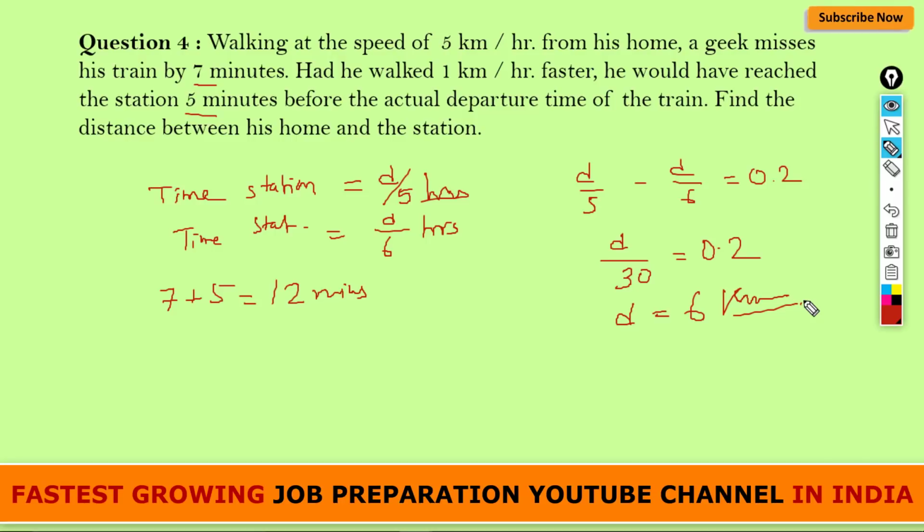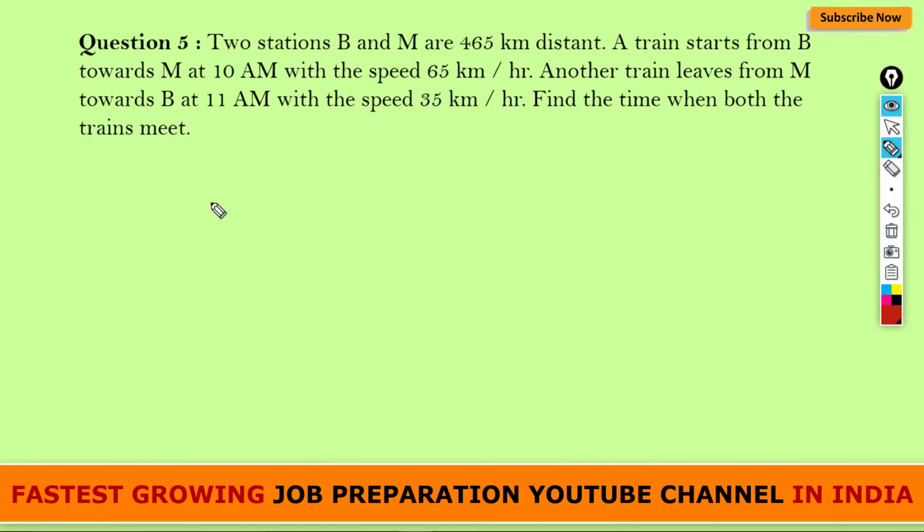So moving on to the next question, question number 5. The question number 5 is: two stations B and M are 465 km apart. A train starts from B toward M at 10 a.m. with a speed of 65 km per hour. Another train leaves from M toward B at 11 a.m. with a speed of 35 km per hour. Find the time when both trains meet.